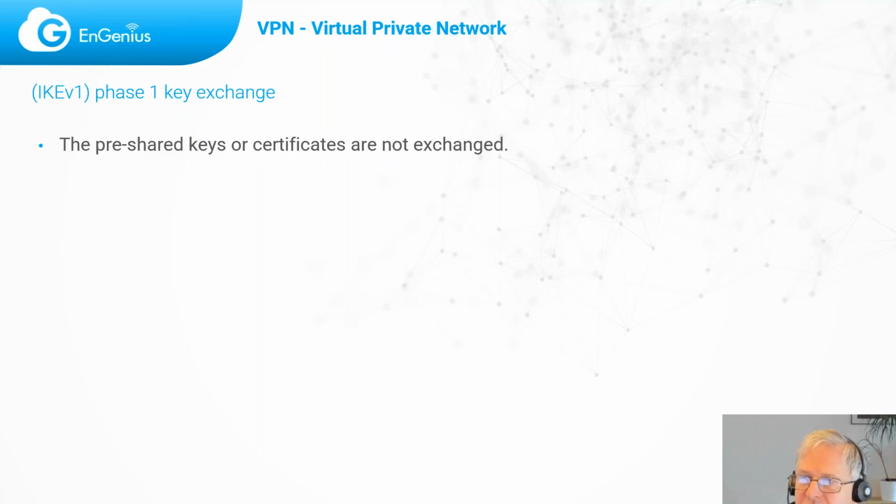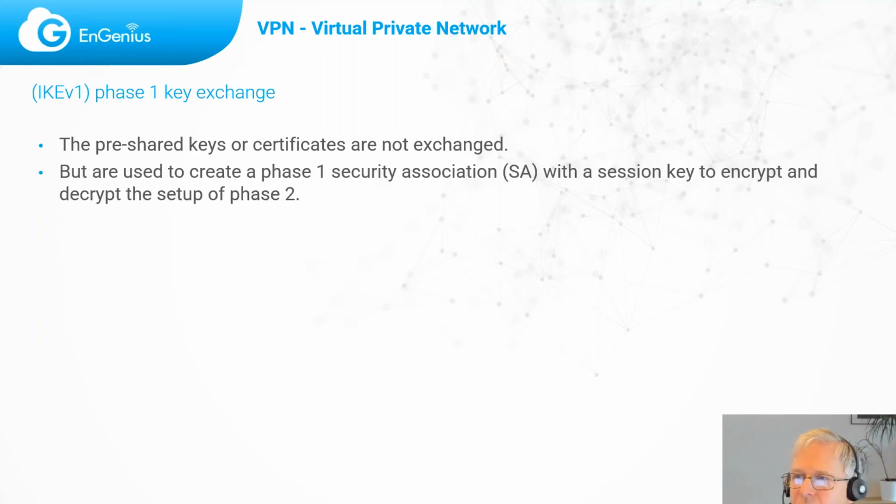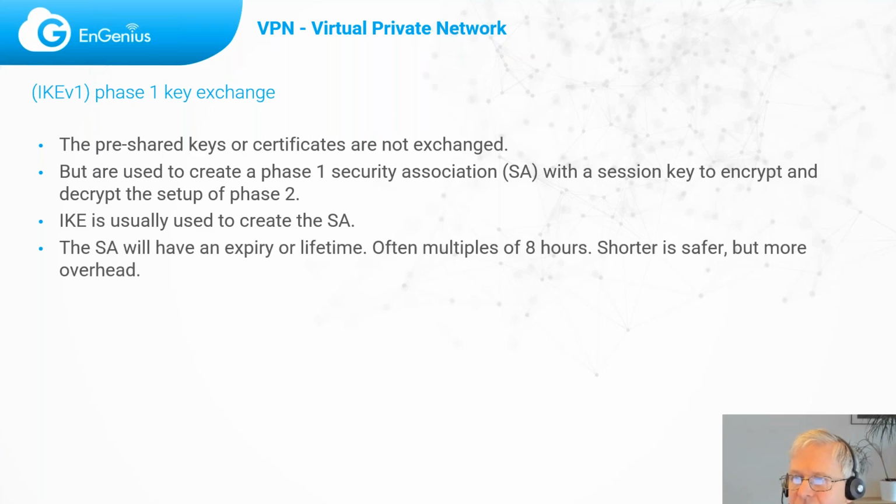So the pre-shared keys or certificates themselves are never exchanged, because then people would see them with Wireshark or something, and then know everything they need to know. But they are used to create a phase 1 security association, and then another to encrypt phase 2. And this is usually done with IKE, at least in IPsec, IKE is used.